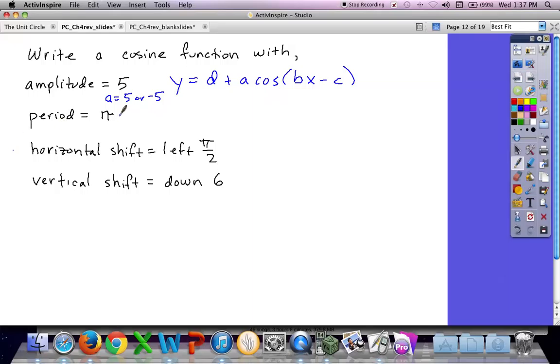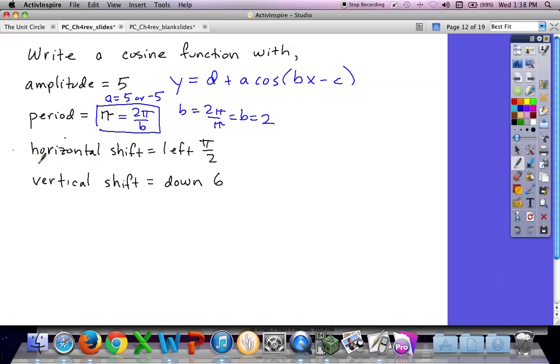Specifically, we know we have a formula for the period, which is 2 pi over B. So I can solve that equation for B. That would be B equals 2 pi over pi, so B equals 2.